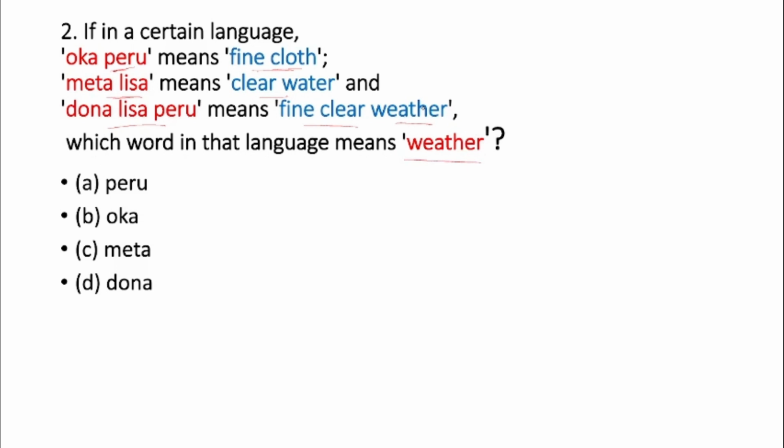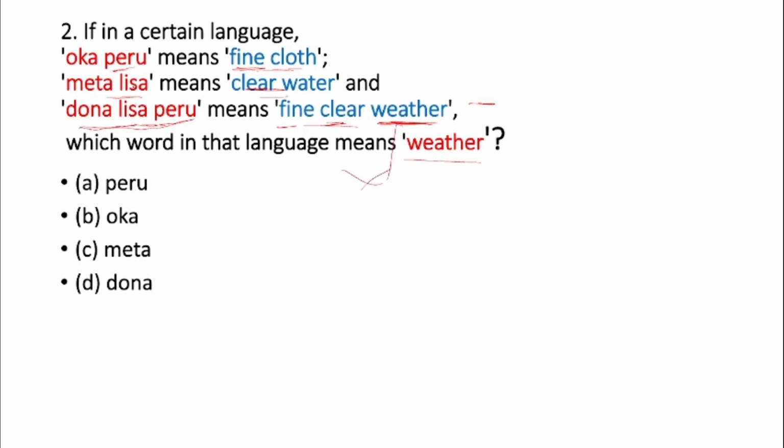First we need to find whether it is available in more than one statement. Fine cloth, clear water, fine clear weather. Weather is only available in the third statement, and it's very clear that fine is in the first statement and clear is in the second statement. So if we remove these two codes, the remaining code word in the third statement would be the code word for weather.